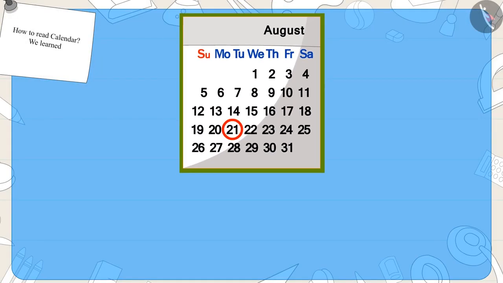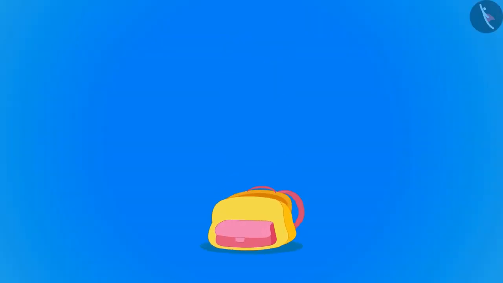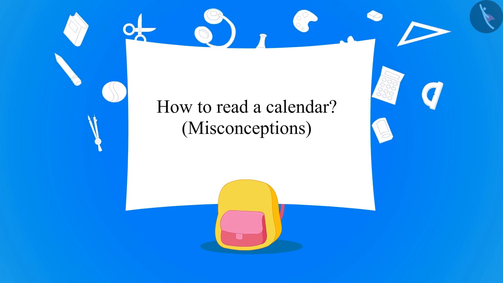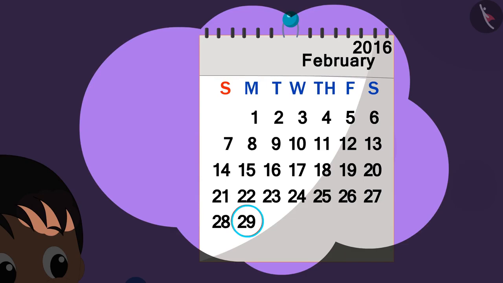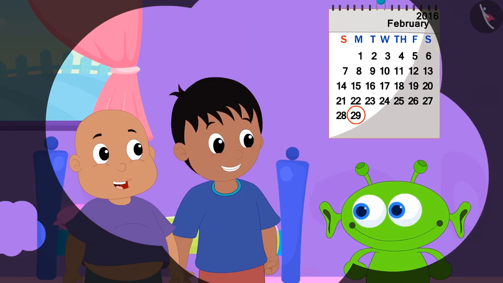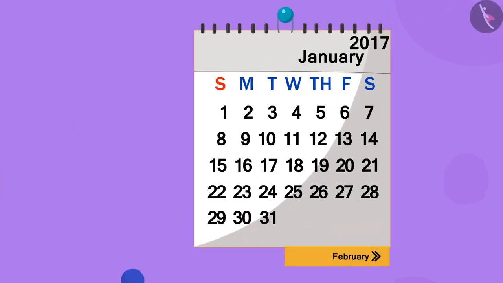Hello kids! In the previous video, we learned more about the calendar with some interesting examples. In this video, we will look at some of the misconceptions related to it. Jeev came to meet Raju Bablu on February 29th last year. Now, the month of February is about to begin.